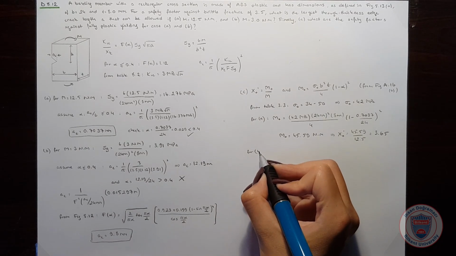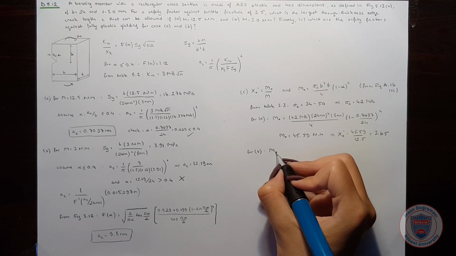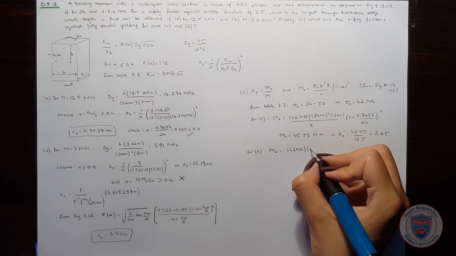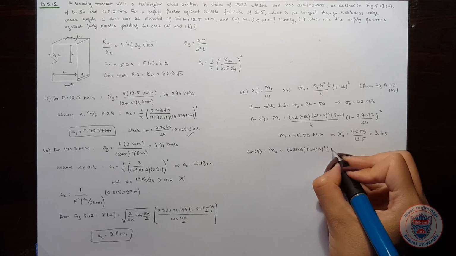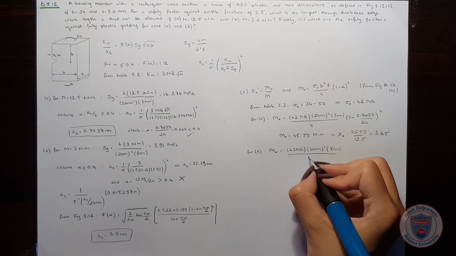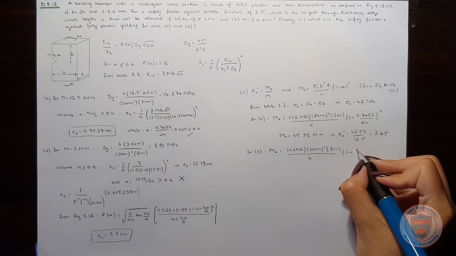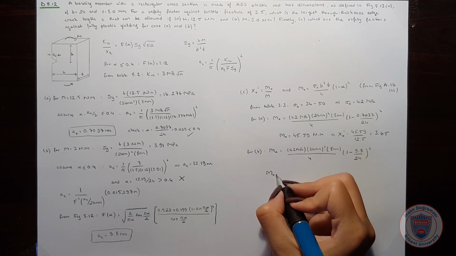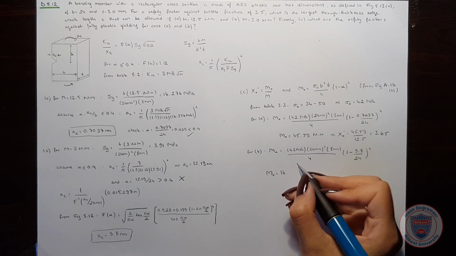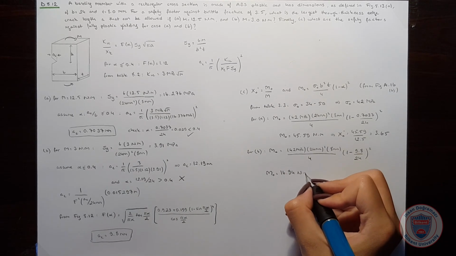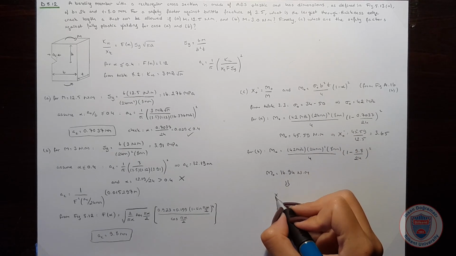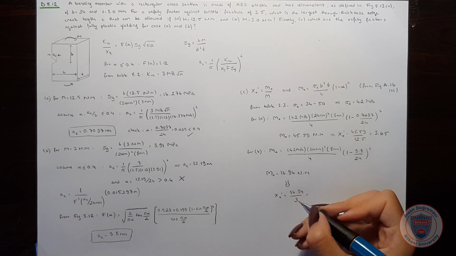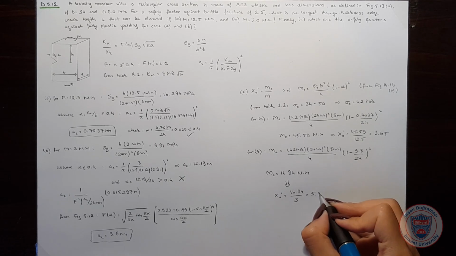And for our case in part B, bending moment will be equal to, and this equation will give the bending moment as 16.94 Newton meters, and this will give a safety factor of 5.65.